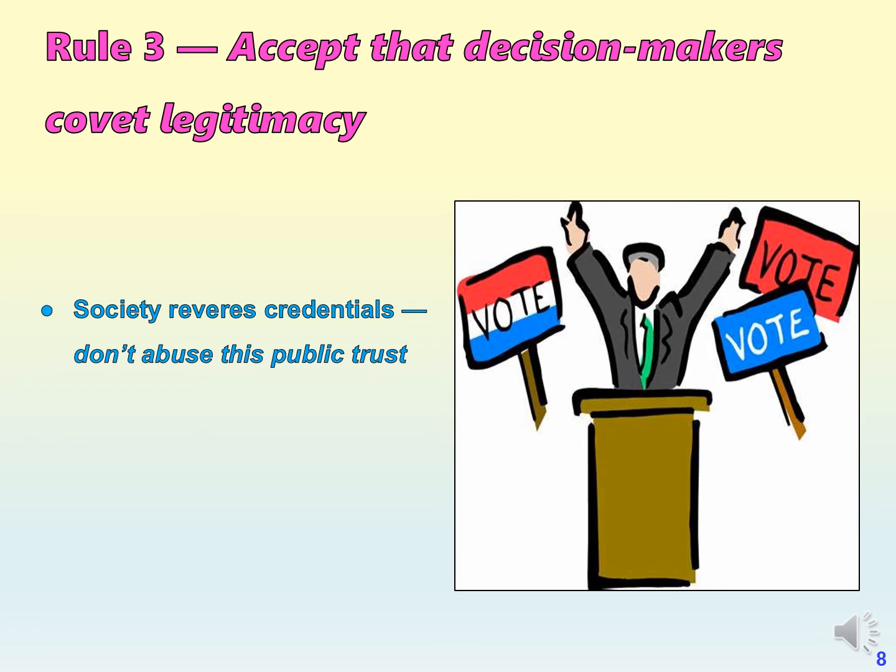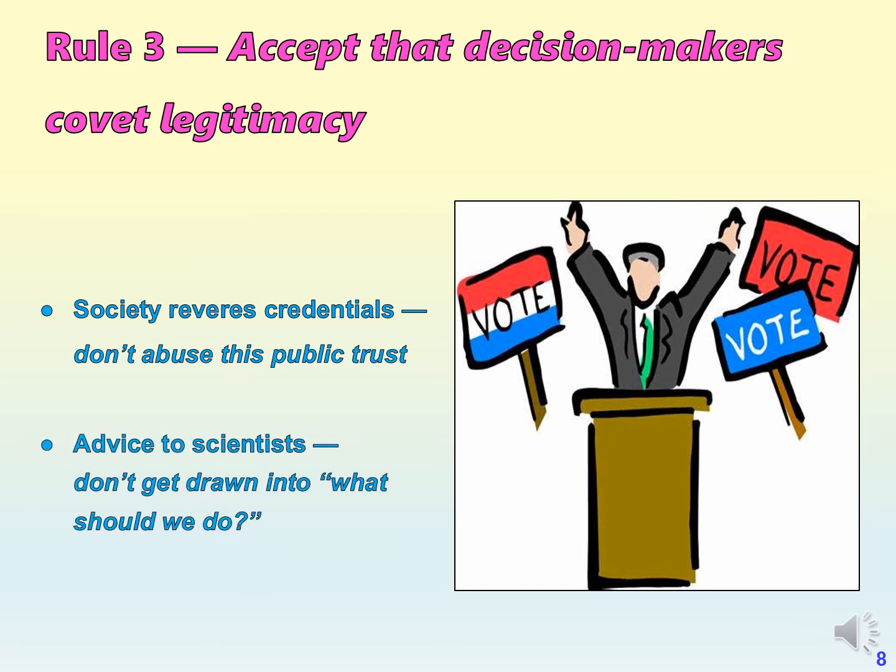Society, generally speaking, tends to revere credentials, academic degrees. And I think scientists particularly should be very careful not to abuse this trust. You're trusted because it's perceived that you present impartial scientific information. You're not usually mandated to make policy choices. My advice to scientists is don't get involved in answering questions like, what should we do about this particular policy question? What is your opinion on what the best choice would be? These are not questions that scientists are in a position to answer because they involve many, many factors that are far outside the purview of science.